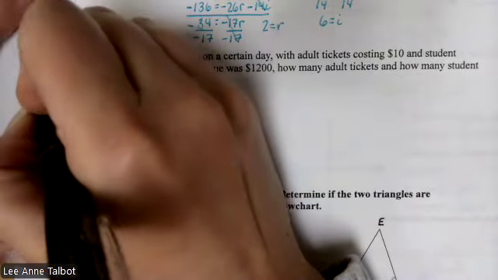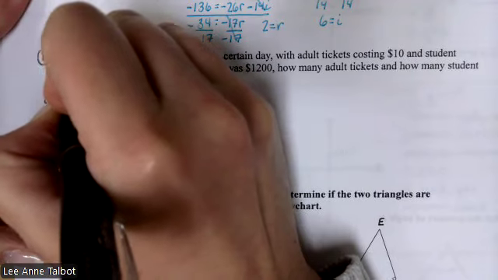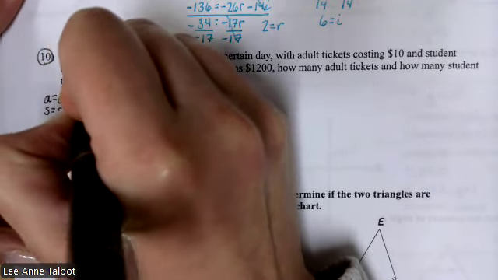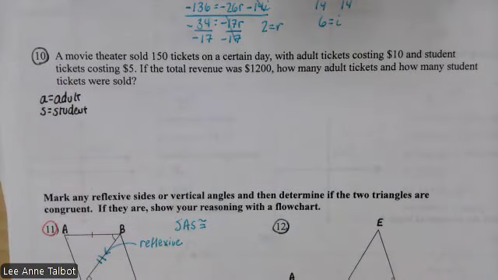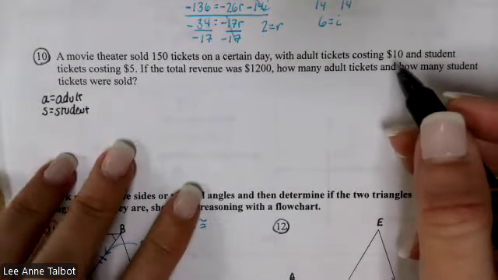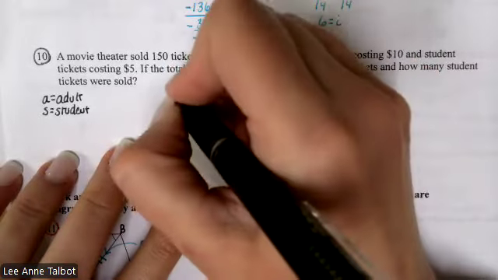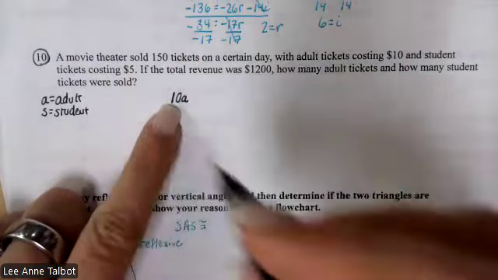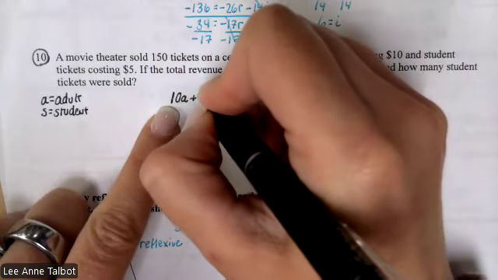Okay, so I'm going to say A equals adult, S equals student, but I'm going to be really careful to make them little s's so that it doesn't look like a 5. And the first equation I'm going to do is going to have just money. So adult tickets are $10, so I'm going to say 10A. Student tickets are $5, so plus 5S.